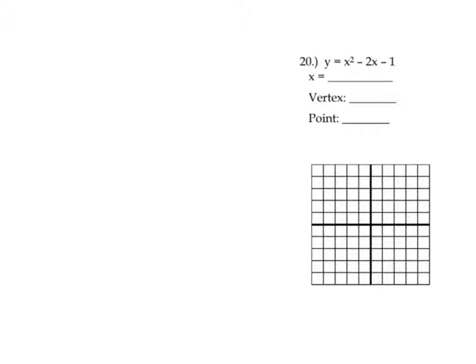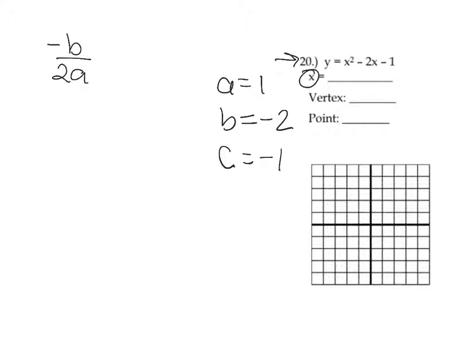For problem 20, we're going to start by finding the axis of symmetry. We do that by using the formula negative b over 2a. Now, over here in my equation, I'm going to start by listing what a equals, b equals, and c. So a equals 1, that's the value that's next to the x squared. B is negative 2, and c is negative 1, because in standard form, our quadratic equation is y equals ax squared plus bx plus c.